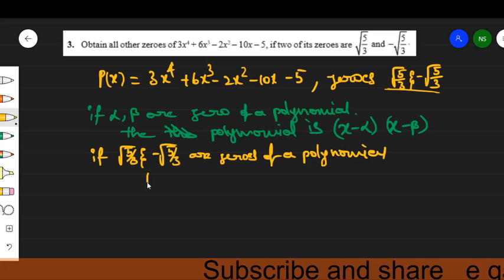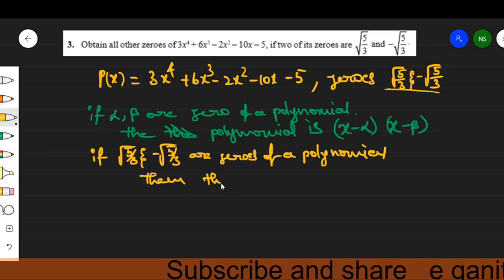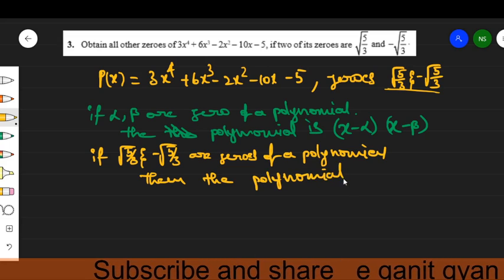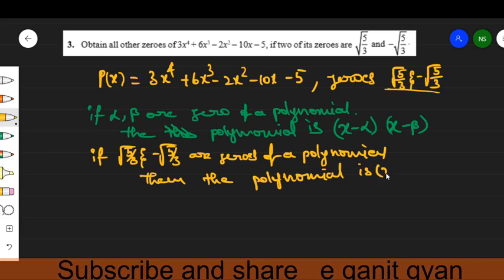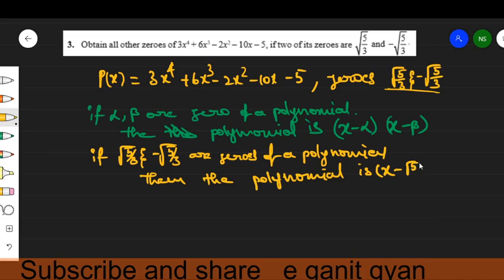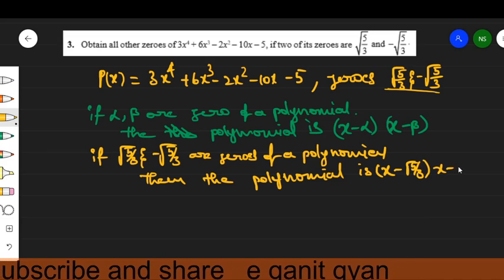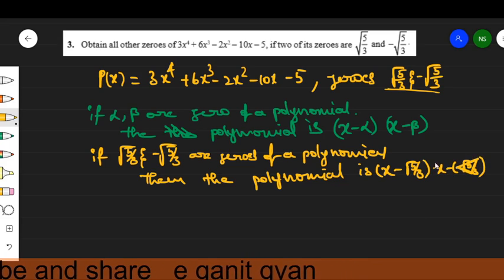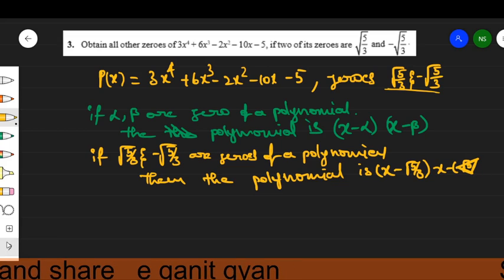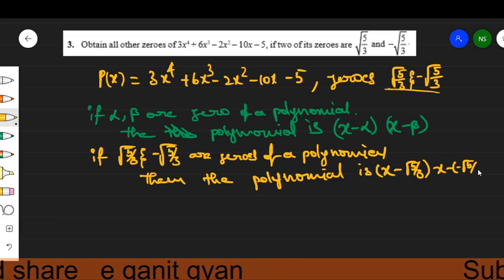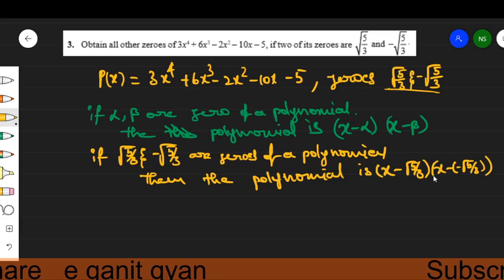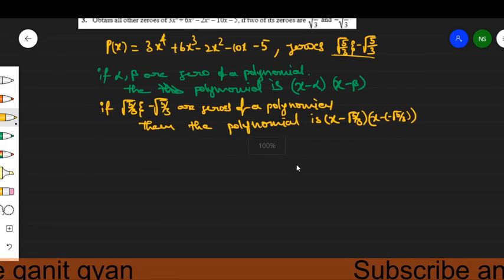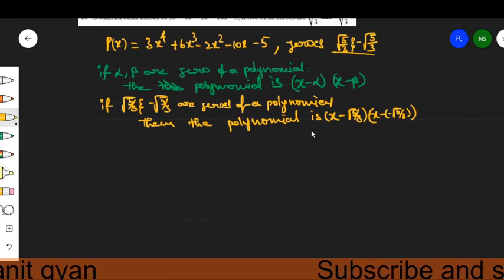then the polynomial will be x minus root 5 by 3 into x minus of minus root 5 by 3. One second, we have some clumsiness here. Root 5 by 3, yes. Now we can find the solution very easily. Just simplify this one.